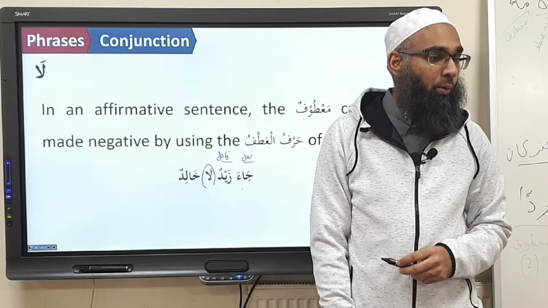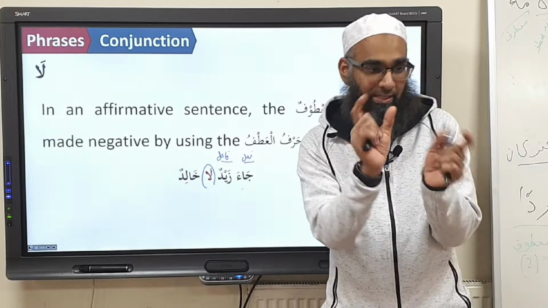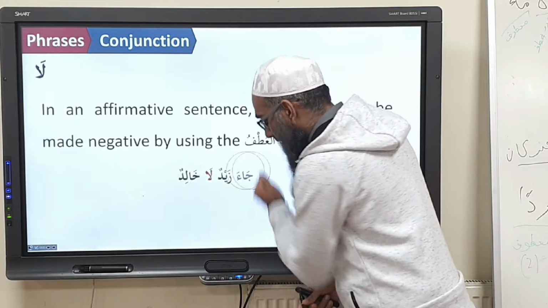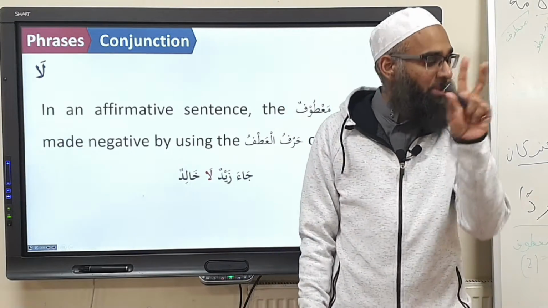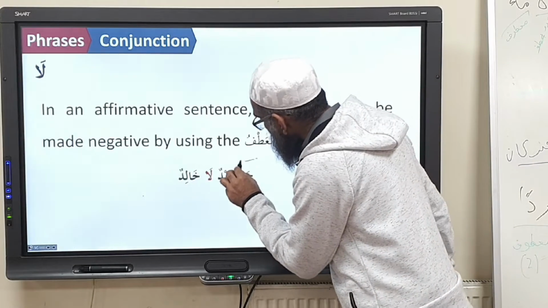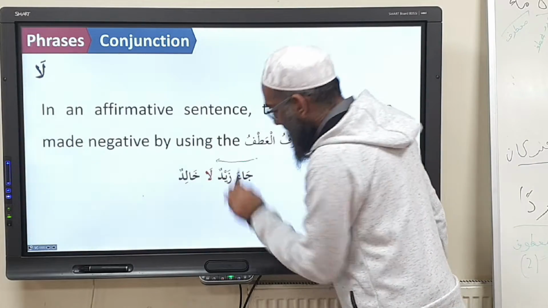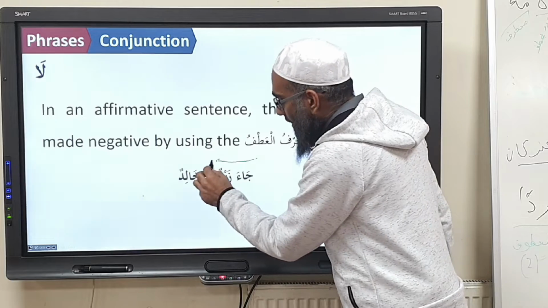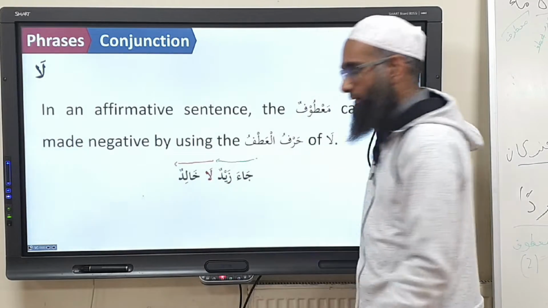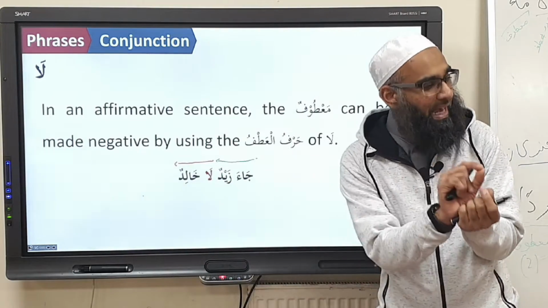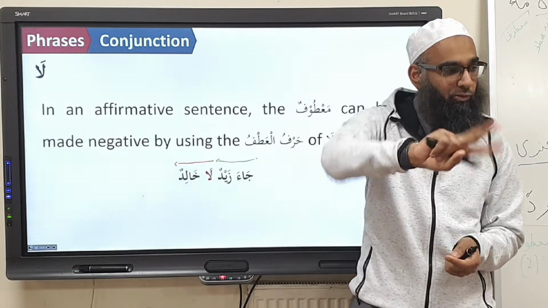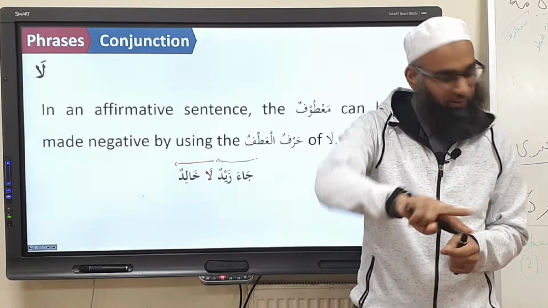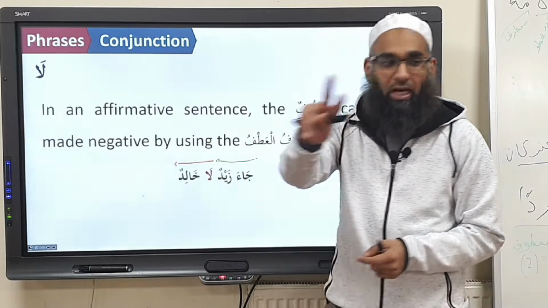But how is it different to wow? It switches. So for example here, I'm going to use green. Green light means go, positive, isn't it? So this is a positive sentence. Then what happens now? Until here is positive, from here it becomes negative. So what does la do? It switches the green light to red light. Do you understand? So Ja'a Zaydun la Khalidun.